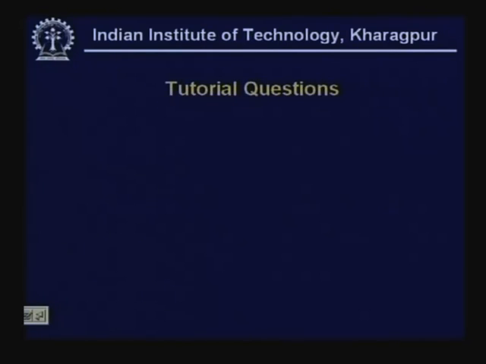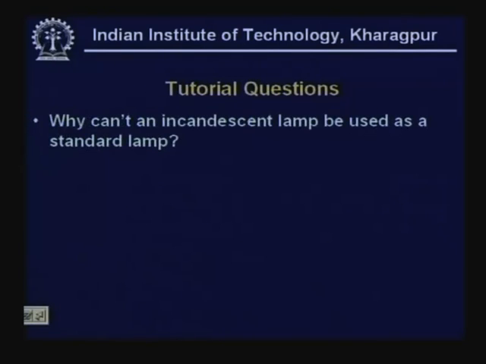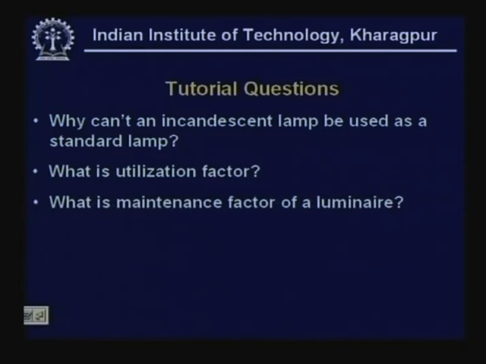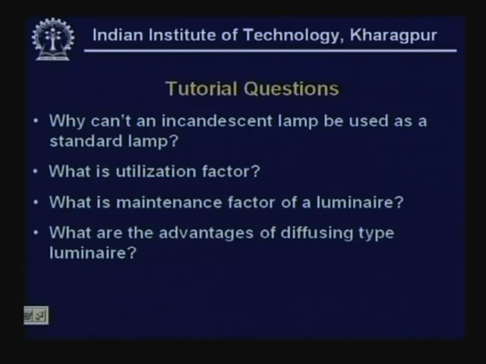So, we could have some questions based on this lecture. Why can't an incandescent lamp be used as a standard lamp? However, I said an incandescent lamp is used for comparison measures in the laboratory, keeping in mind that we maintain the voltage and wattage. What is the utilization factor? What is the maintenance factor of a luminaire? What are the advantages of a diffusing type of luminaire?